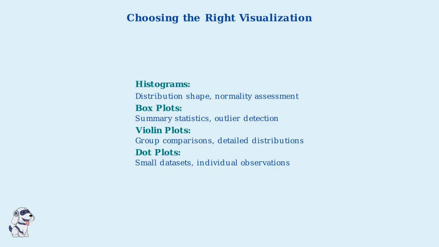Choose histograms for distribution shape, box plots for summary statistics and outliers, violin plots for detailed distribution comparisons, and dot plots when individual data points matter. Tabular presentations provide structured, detailed numerical summaries of data. In public health research, we use 3 main types of tables to organize and present our findings effectively.